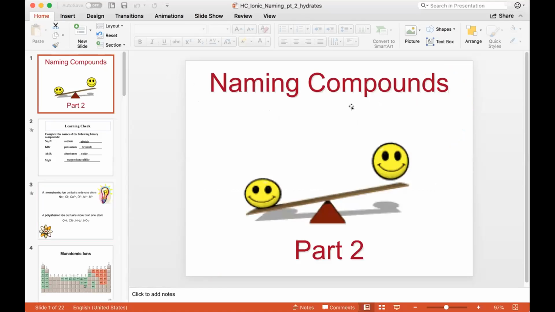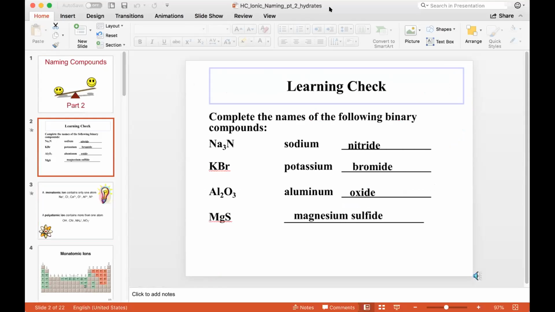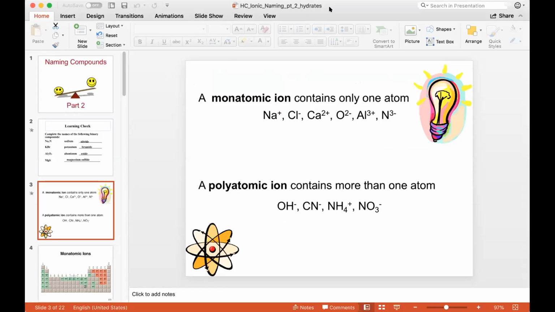I just learned that. All right, so this thing says naming compounds part 2. There's a little check here in case you want to do another practice with sodium nitride, potassium bromide, aluminum oxide, magnesium sulfide. That was like an extra check that we would have done in class if we were live.